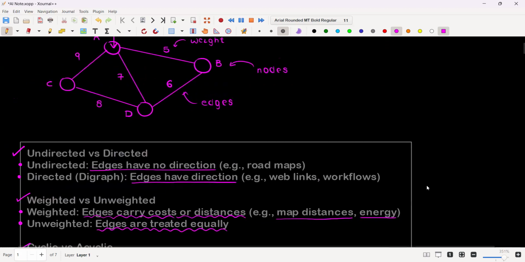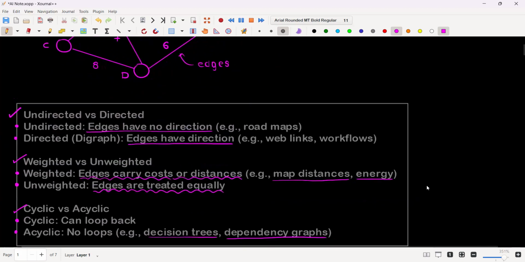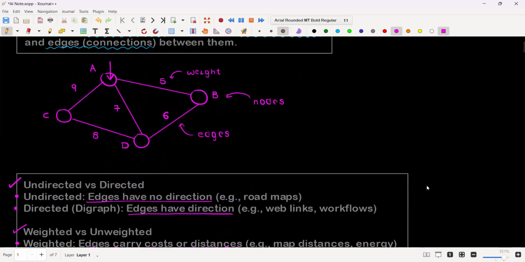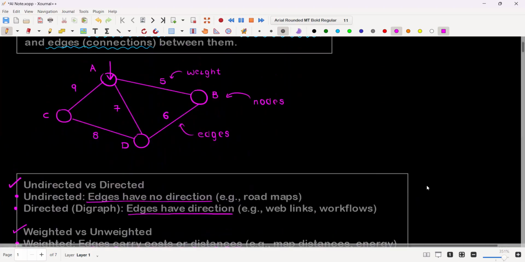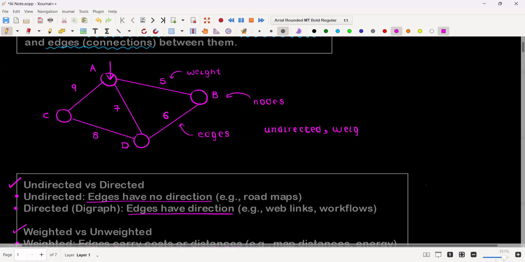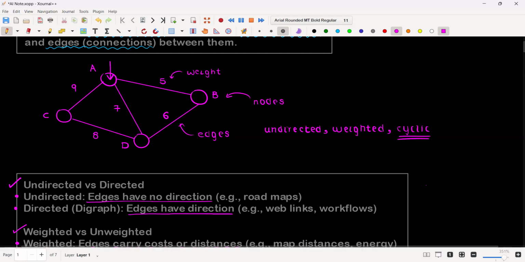And now that you know undirected versus directed, weighted versus unweighted, and cyclic versus acyclic, I can now tell you that in the exam, you'll most often get undirected graphs that are weighted and may often be cyclic, right? The word cyclic isn't that important because sometimes graphs may be acyclic as well.